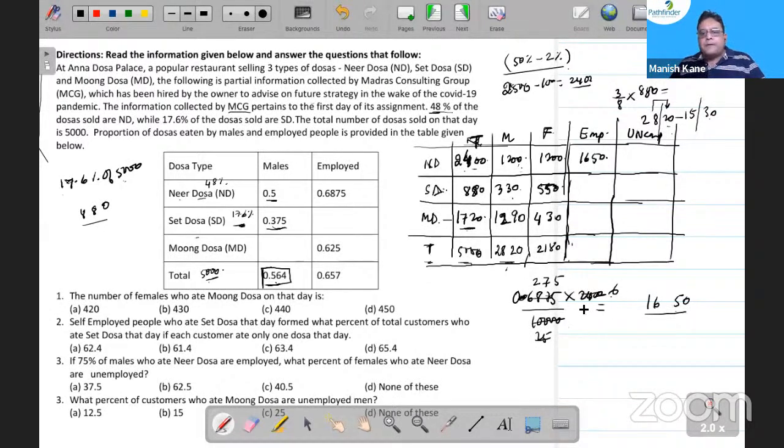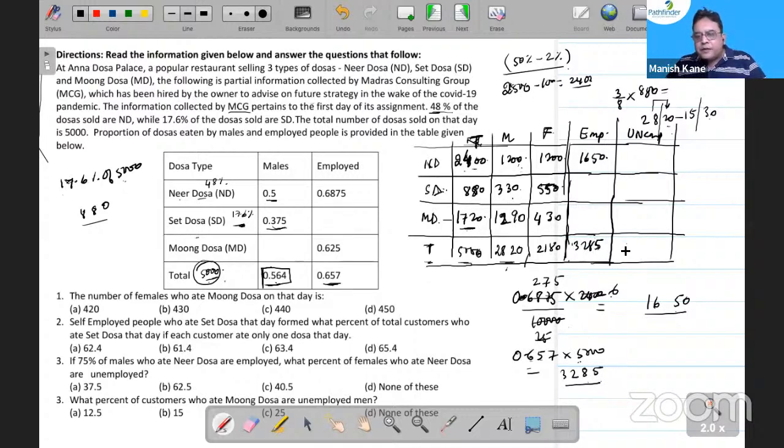Similarly, what is the total number of people who have eaten a dosa who are self-employed? 0.657 of 5000. So 0.657 of 5000. 5 carry over 3, 8 carry over 2. So you get 3285. Right? So this is 3285.